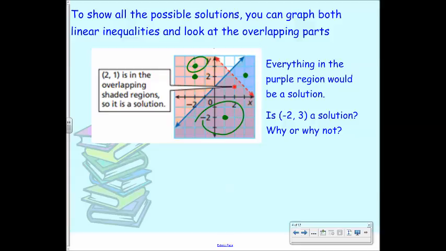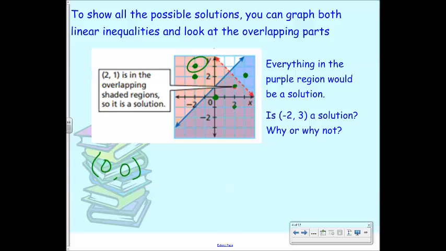All right, can somebody give me another thing that is a solution? Give me a coordinate that is a solution. 0, 0 is a solution because it's in the purple. Okay, give me one more. 2, 1 is a solution. Good, give me one more. 2, -1. Perfect.